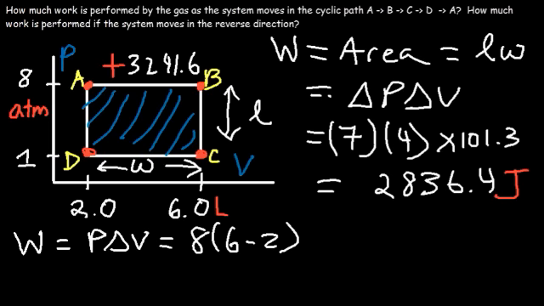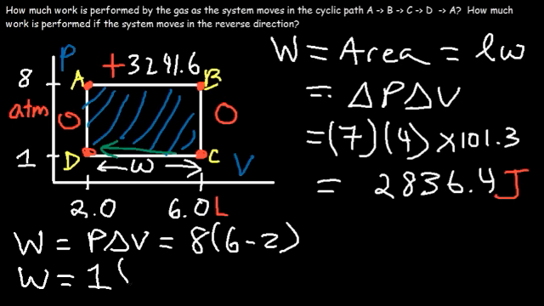Now the work done going from B to C, that's an isochoric process. And as a result, the work is 0. So from B to C and D to A, the work is 0. So now we need to calculate the work going from C to D. So the pressure is now 1. D is the final position. C is the initial position, so it's going to be 2 minus 6. So that's negative 4 times 101.3. And that's equal to negative 405.2 joules.